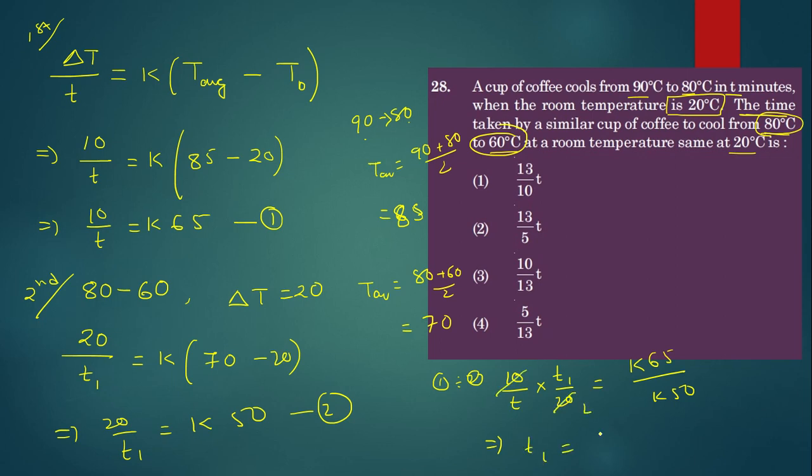So T1 will be equal to, this 2 will go this way, 65 by 50 multiplied by 2T. So this will be 13 by 10 into 2T. So this will be 13 by 5T. So the answer is option 2. Let's move on.